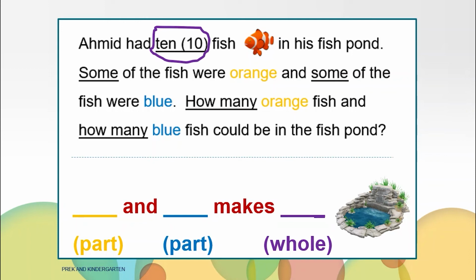Ahmed had 10 fish in his fish pond. Is the 10 fish a part or the whole? It's the whole, so let's add it to the number sentence.